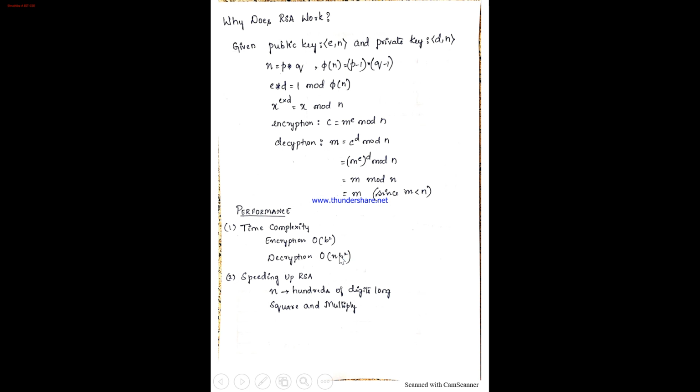Say for example your key size is some hundreds. Given that the value of n is hundreds of digits long, you can't even imagine what amount of time it could consume. For that we have a solution where we can speed up RSA. For that we'll make use of square and multiply.